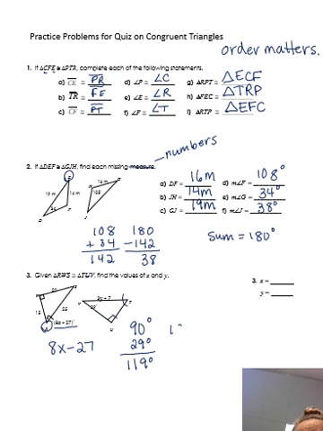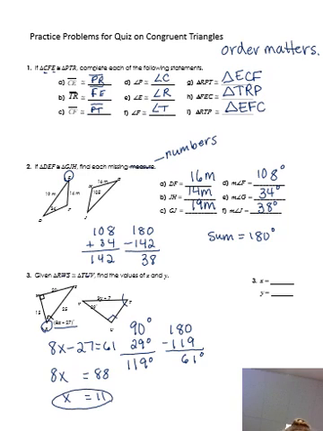And then using the fact that the angles have to add up to 180, I'm just going to find my difference, which is 61 degrees. So 8x minus 27 equals 61. Now I'm going to add 27 to both sides. 61 plus 27 is 88. And then I'm going to divide both sides by 8, which gives me 11. So that's the value of x.